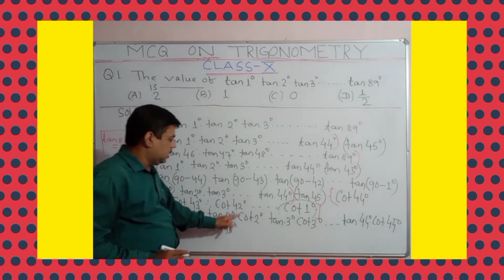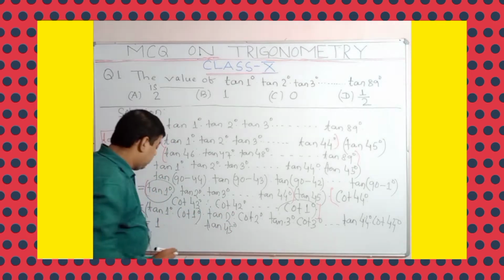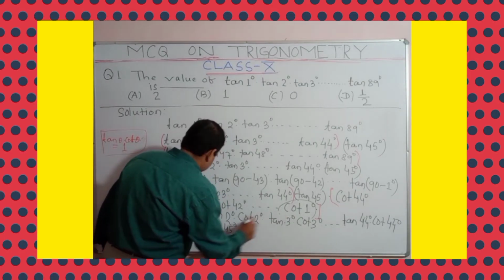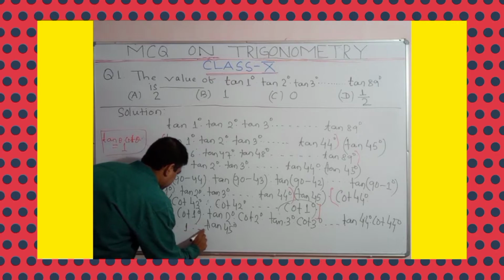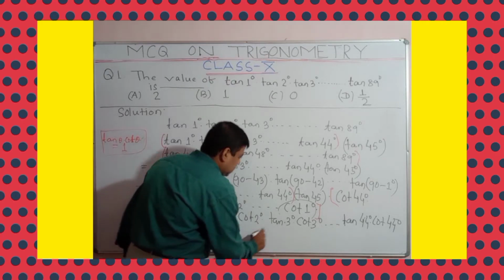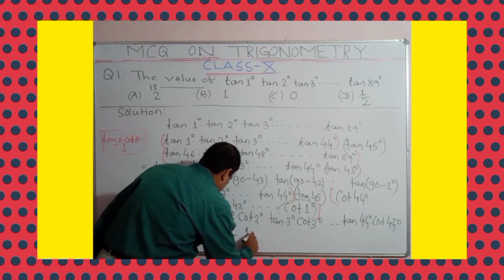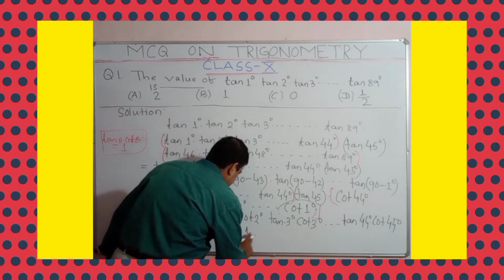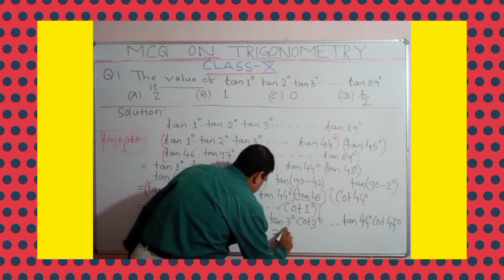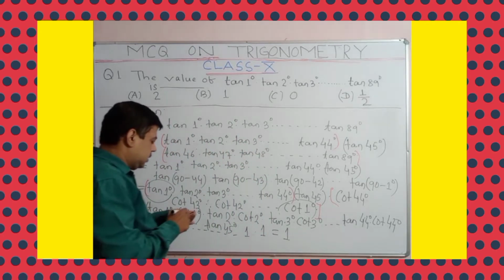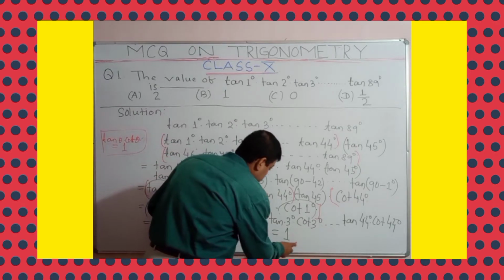Similarly, tan 2 degree into cot 2 degree, what is the value? It will be 1. And tan 3 degree into cot 3 degree also will be value 1. Similar process. And last you will see the tan 44 degree into cot 44 degree is 1. And tan 45 degree is what? Also 1. So the whole value will be 1. Understand? Hence, 1 is the required value here.